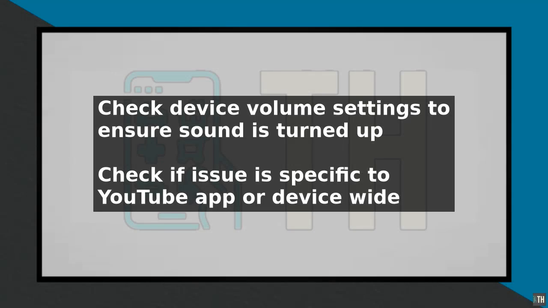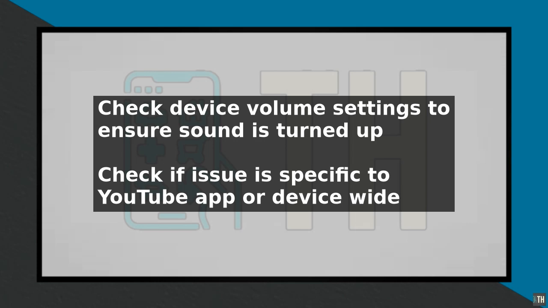To fix YouTube sound not working on Android, start by checking the volume settings on your device. Ensure that the volume is turned up and not muted. You can do this by pressing the volume buttons on the side of your device or by going to the Settings menu and selecting Sound and Vibration.